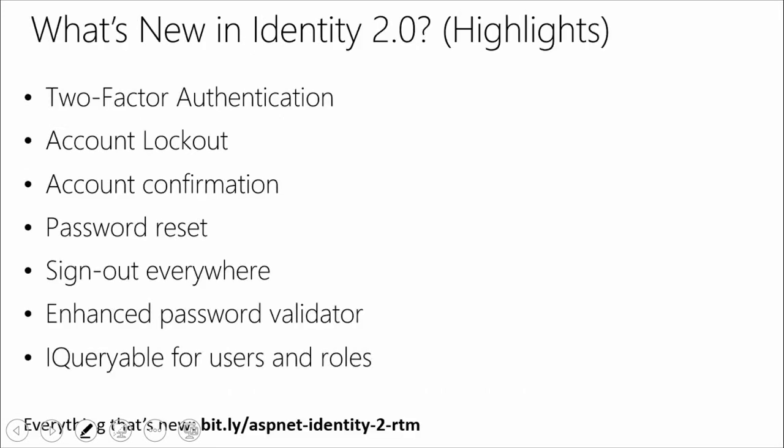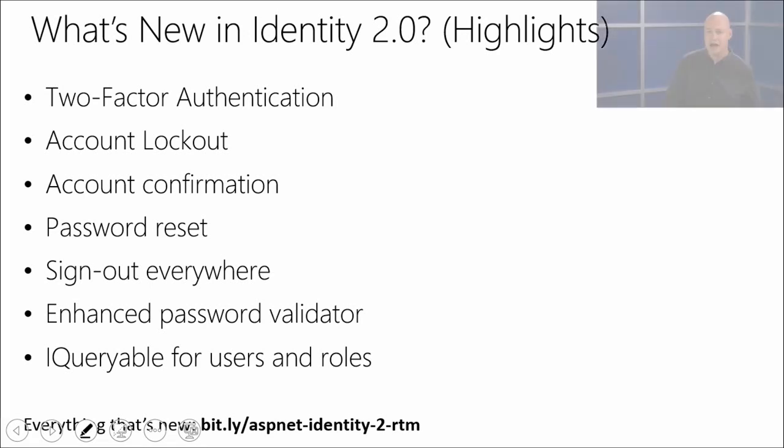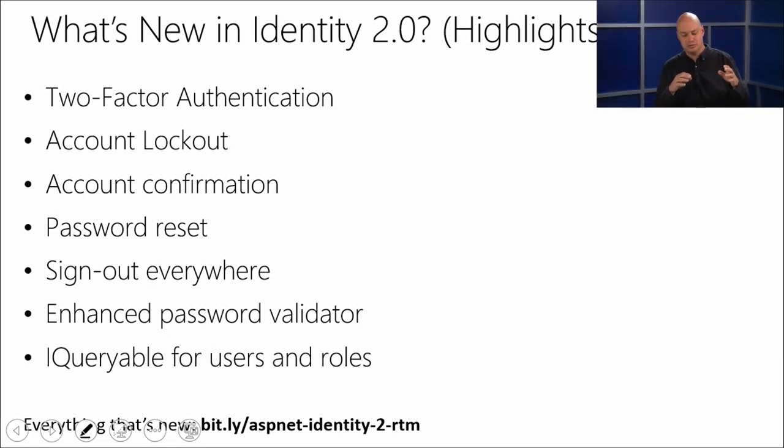Identity 2.0. ASP.NET Identity 1 shipped with the initial release. ASP.NET Identity 2.0 came out very soon after that and includes a lot of other things. For instance, we talked about two-factor auth. Account lockout is another very important thing: if I log in incorrectly too many times, my account's locked for a period of time. This prevents brute force attacks. Other things like account confirmation, meaning I enter my email address, it sends me an email saying you've created an account, click this link to verify you are who you said you are.